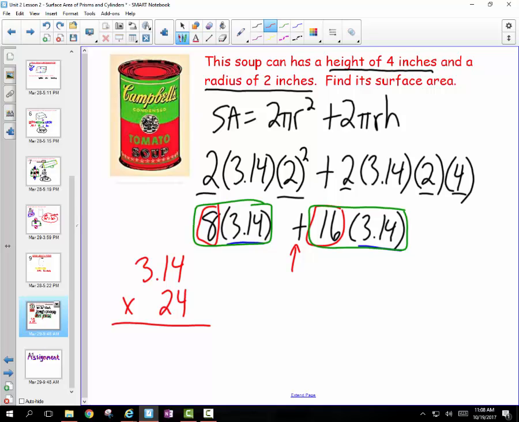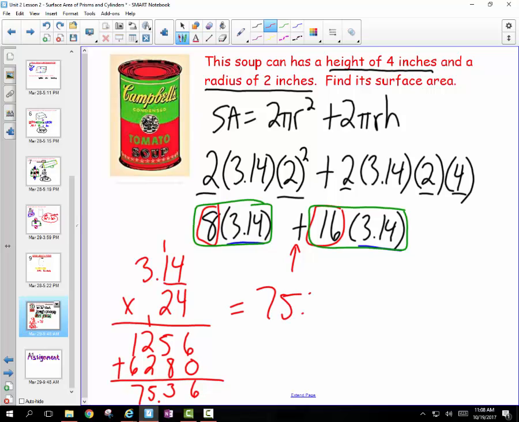4 times 4 gives me 16, and I carry the 1. This makes a 5, and 3 times 4 is 12. I put a 0 here, then I have 8, 2, and 6, and I add them up. 6, 13, carry the 1 makes 5, and 7, 5. 2 decimal places in my factors means 2 in my answer, and I get an answer of 75 and 36 hundredths. And now remember, this is inches squared since we found surface area.